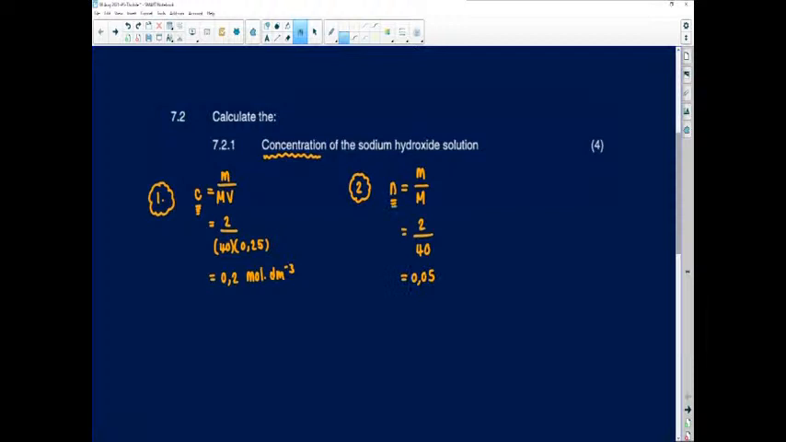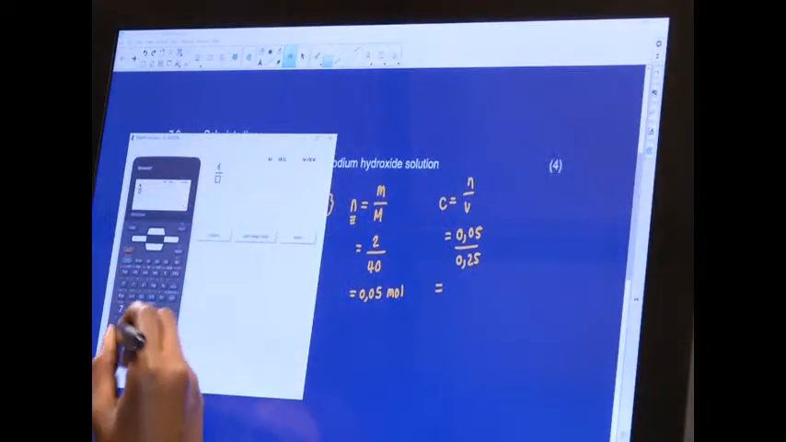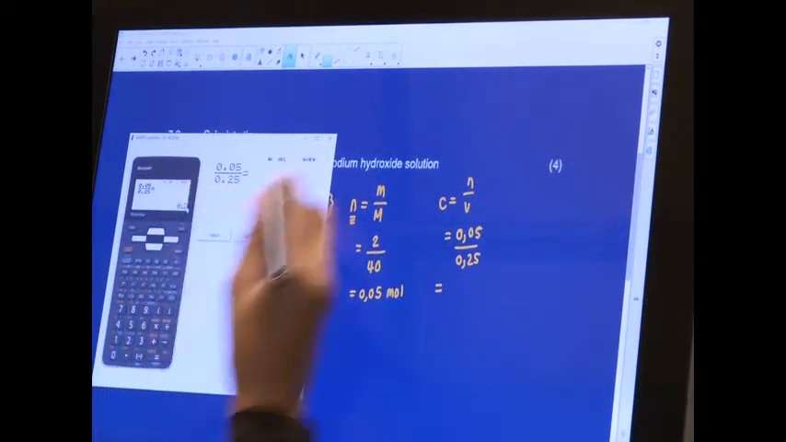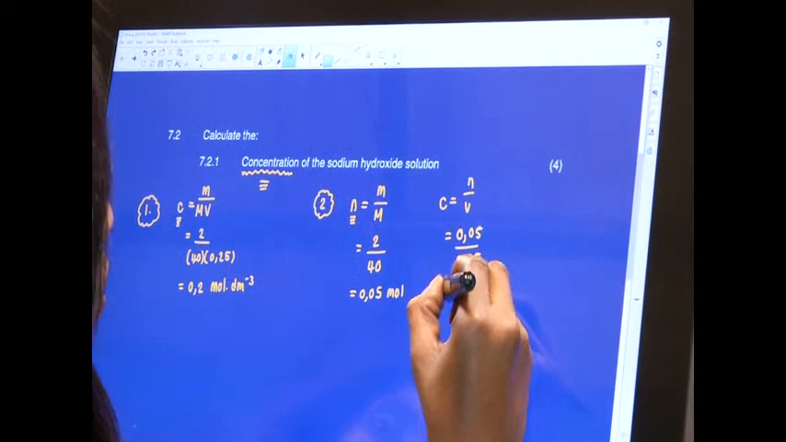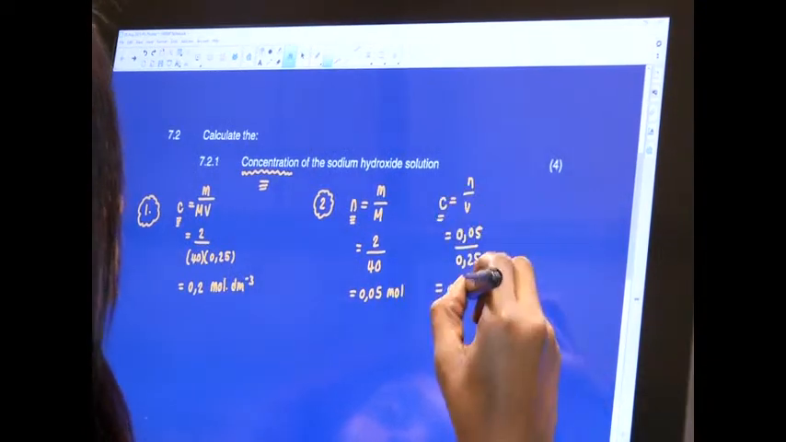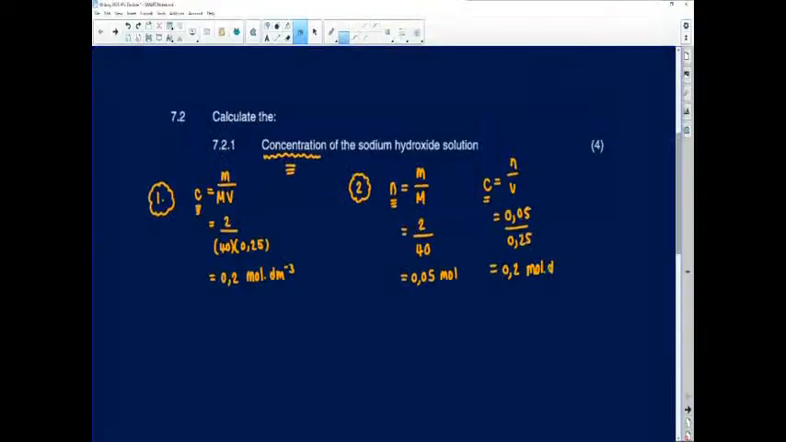Remember, the SI unit for n is moles. But remember, they asked for the concentration. I have another formula for concentration, which is c is equal to n over V. So my moles I just calculated is 0.05. And my volume where it's taking place was 250 cubic centimeters, which we converted to cubic decimeters, and then I get 0.25. So let's do that one. So I get 0.05 divided by 0.25. And therefore, again, I get 0.2. Remember, the SI unit for concentration is mole per cubic decimeter.